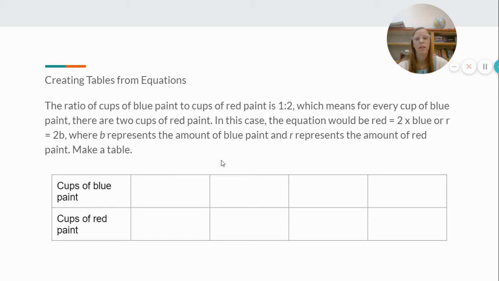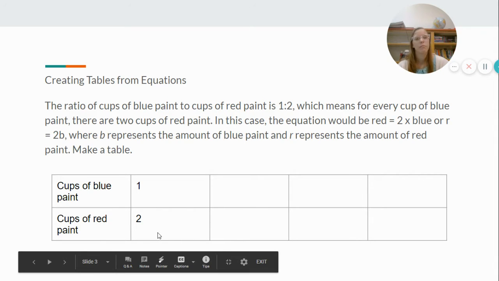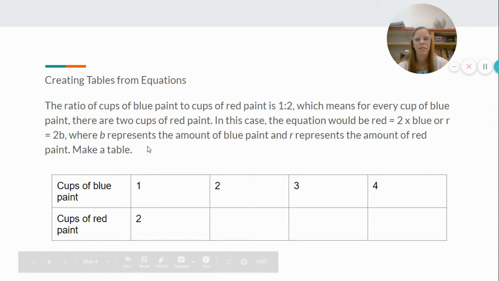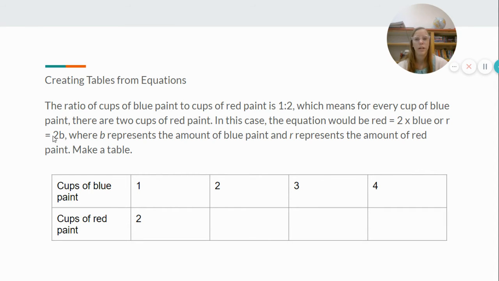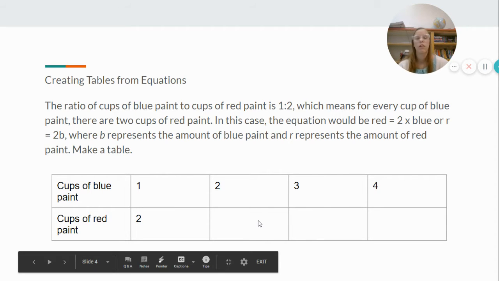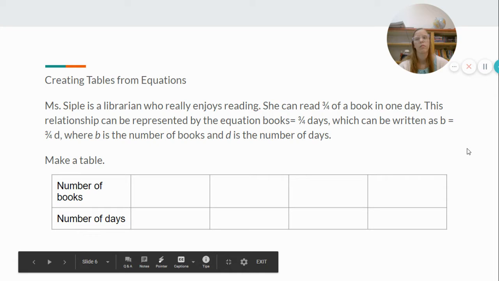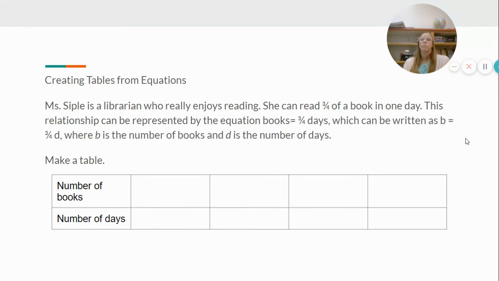So first, what do we know? Well, we know that 1 cup of blue paint means there are 2 cups of red paint. Then we want to find out how much red paint there is for 2 cups of blue, 3 cups of blue, and 4 cups of blue. We can put it in this equation, R equals 2 times B, and find out. So 2 times 2 is 4, 2 times 3 is 6, 2 times 4 is 8. Pretty simple.